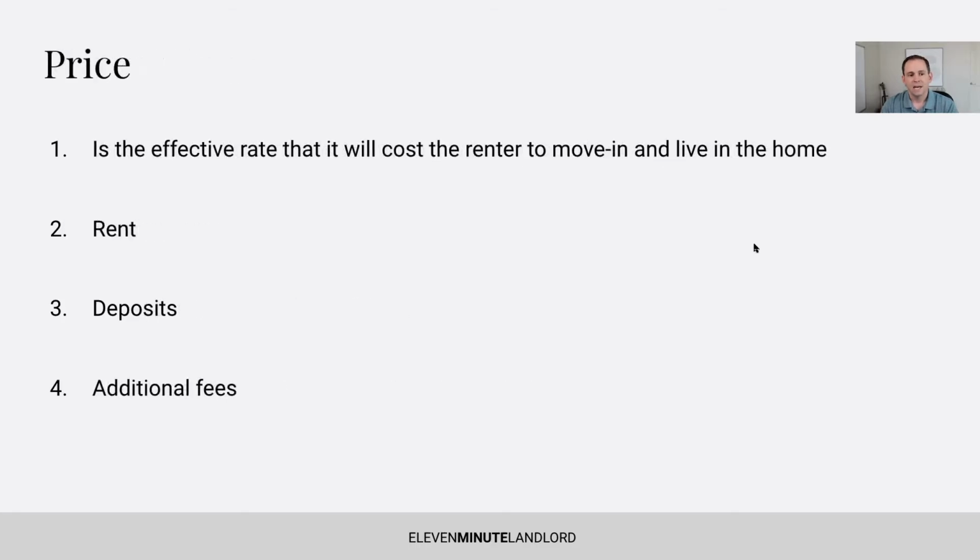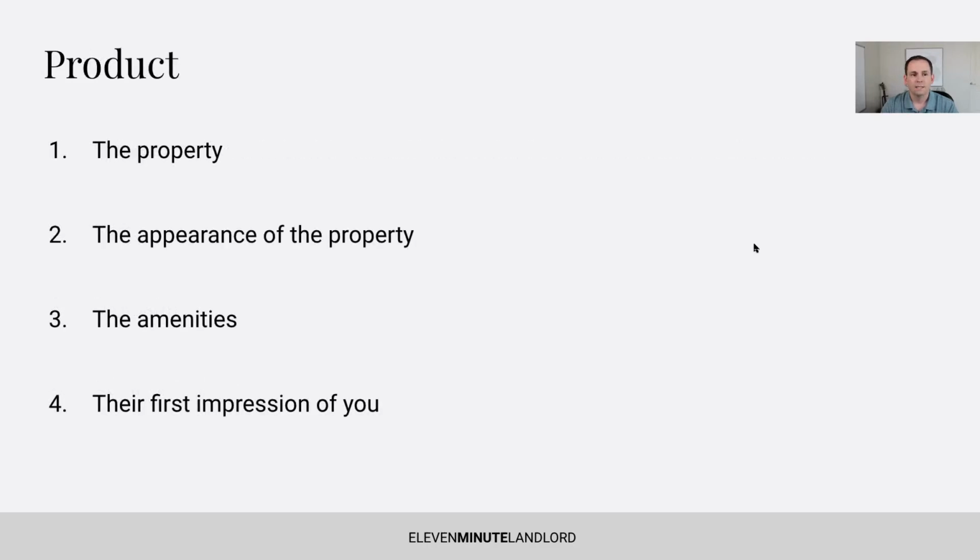Now on the price side, price is the effective rate basically that's going to cost a renter to move in and live in your property, and this is going to include things like your rent, security deposits, any additional fees like your application fees, pet fees, administrative fees, whatever it is that you charge. All of those things are going to factor in, and the overall effective rate is what's going to be included in that price.